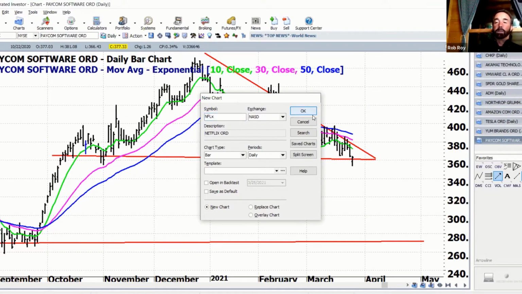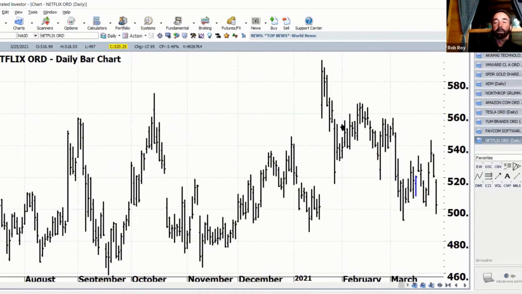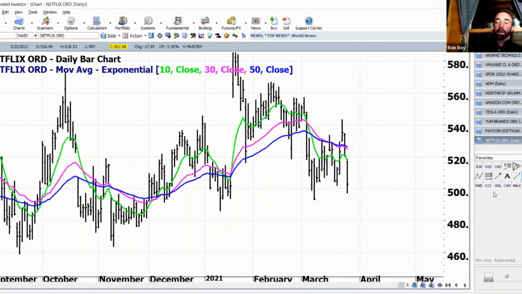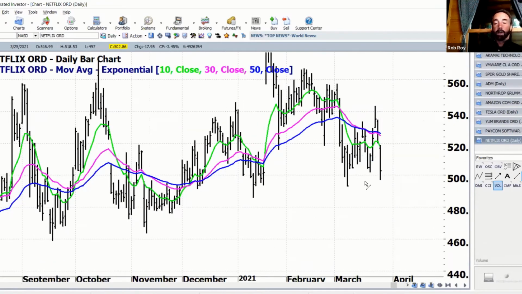Netflix got an upgrade last week and was looking ready to go. You can see there was the move back up to 540 on the analyst upgrade, and then not a good day today as we came back down. Also, there are two levels of support here. As we've mentioned in the past on Netflix, 500 held last time. If it doesn't, then there's more support down at 480.